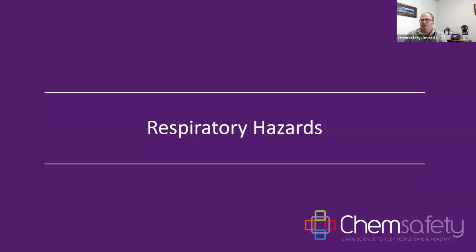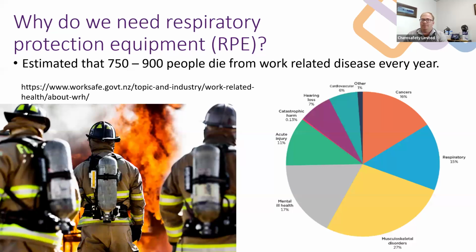So, why do we need RPE in the first place? We need to use RPE because there is a large range of respiratory hazards in the workplace. WorkSafe estimate that between 750 and 900 people die from work-related diseases every year. When you compare that to the road toll, or even those that die at work, it's a significantly larger number. If we look at this graph, you can see this is the total burden of harm estimates from WorkSafe. So catastrophic harm, that 0.13% that you see there, that tiny little red sliver, is effectively your workplace fatalities. There's 20 to 50 a year in New Zealand.